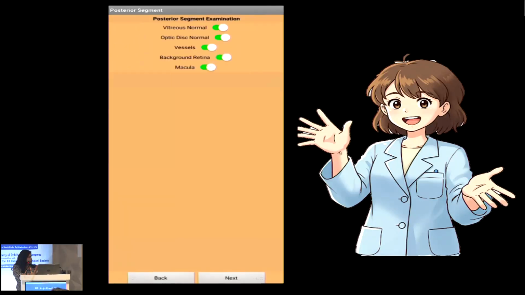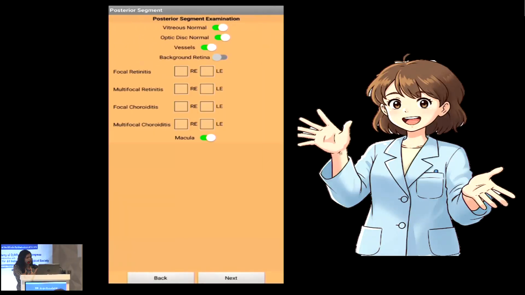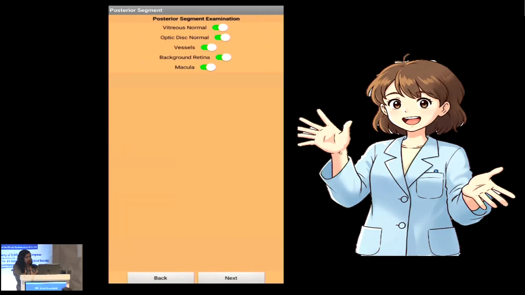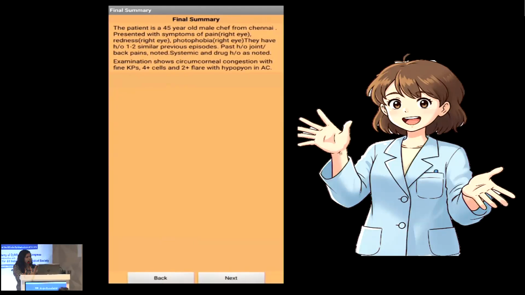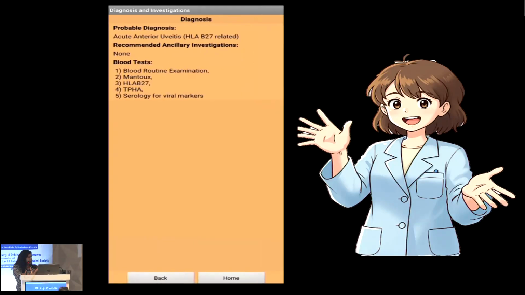Focusing only on the uveitic examination findings. Posterior segment also similarly. So this will give a final summary of history and examination with a probable diagnosis, with recommended ancillary tests and a routine blood investigation which is needed.